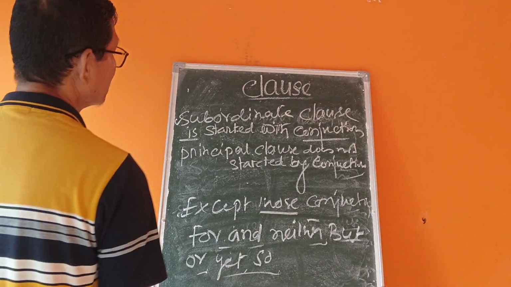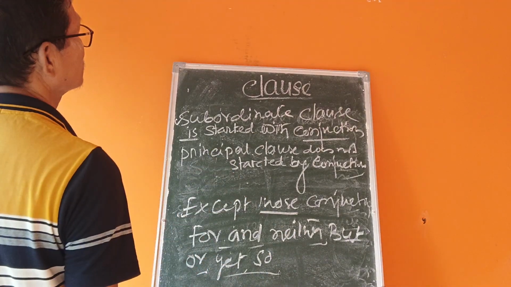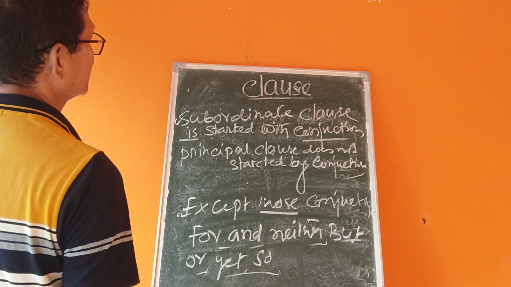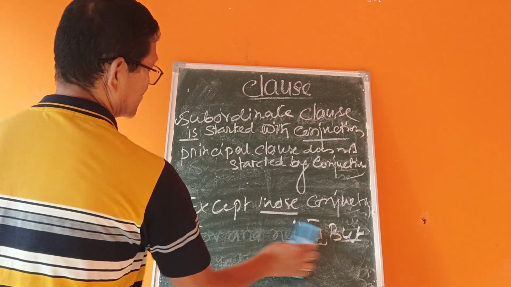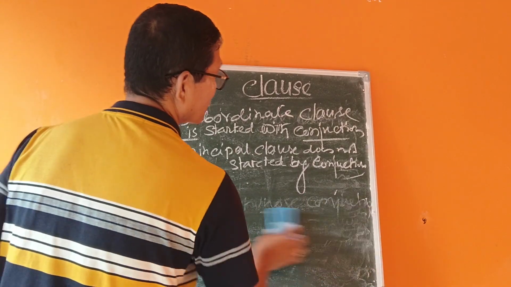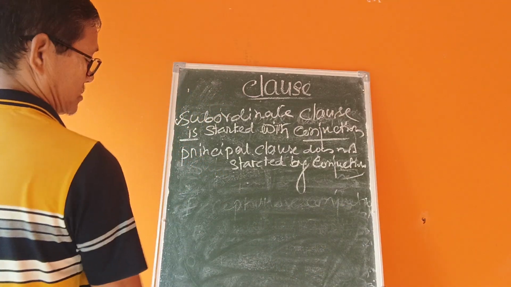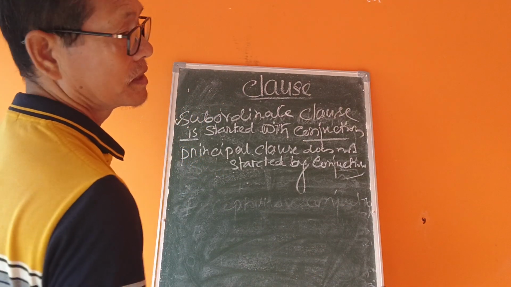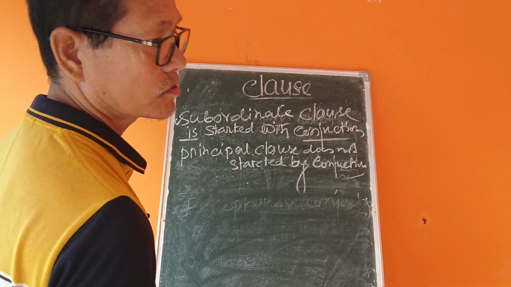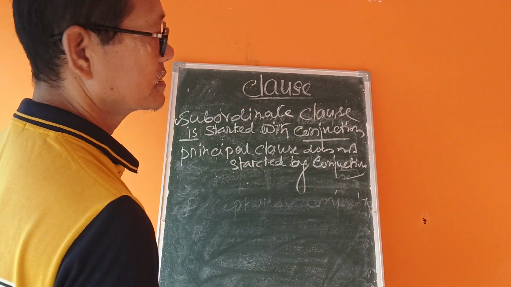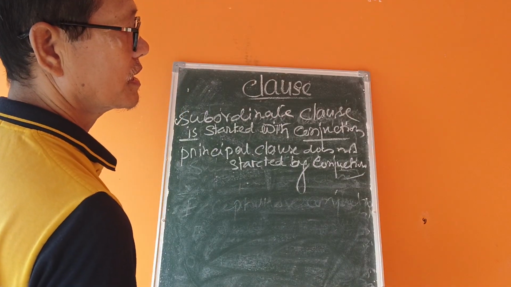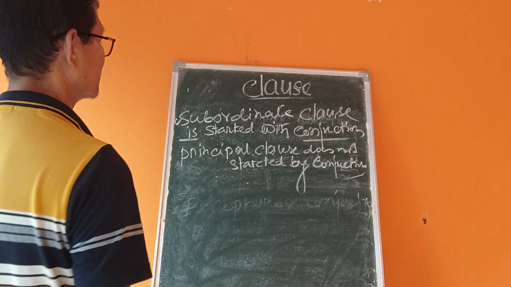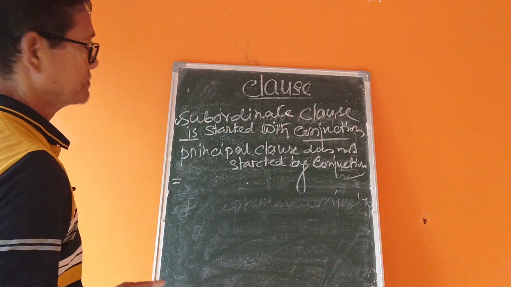Next time I will discuss this. At first, we try to identify the subordinate clause and principal clause. Then next, I will discuss the coordinate clause. The subordinate clause starts with a conjunction, except the conjunctions but, yet, so, neither, or, and. I give an example here.